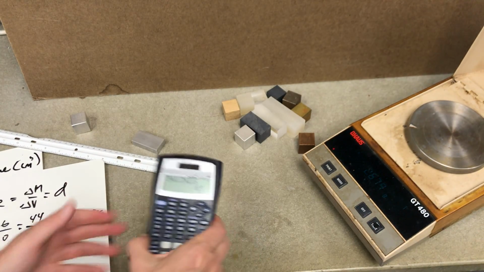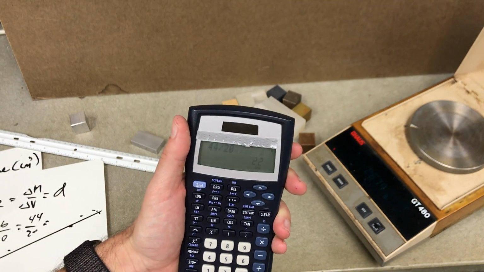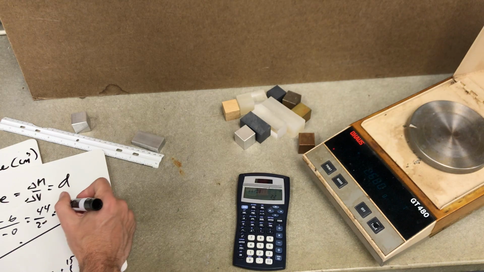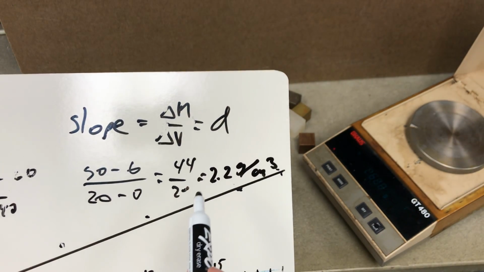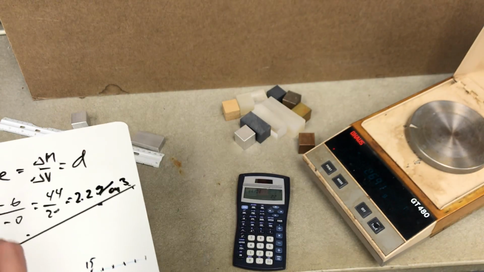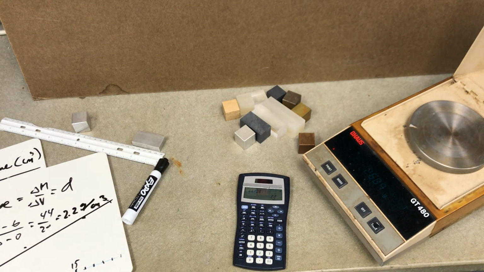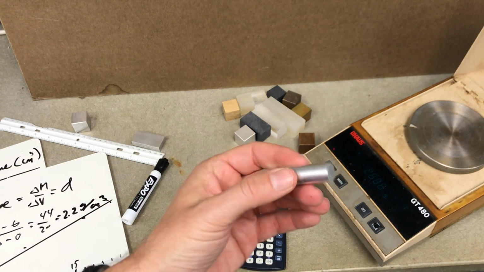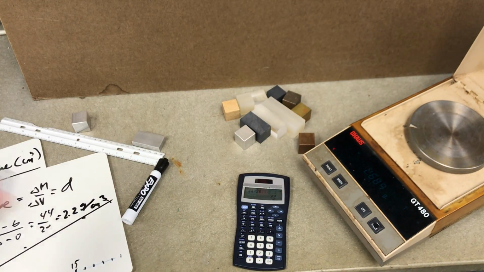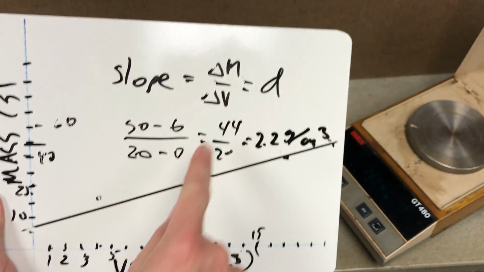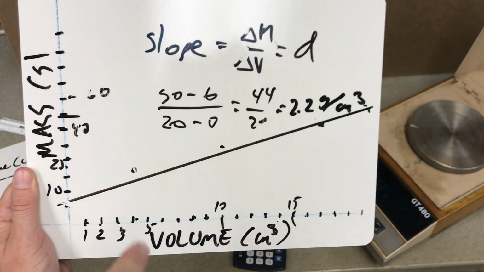Okay, so if I calculate that, sorry for my handwriting, 44 divided by 20, I get 2.2 grams per cubic centimeter. And that is the density. That's the density of aluminum. If I did a different material, I would get a different density. I could even take something like this. As long as it's aluminum, I could calculate the volume of this and the mass divided by volume would be the same thing. But that is your density. It's the ratio of mass divided by volume. This straight line shows that the ratio of mass and volume is constant for that material.